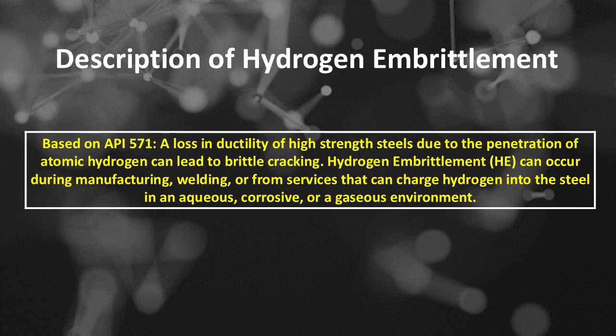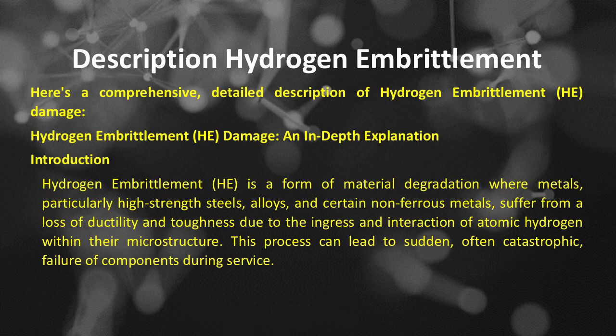Hydrogen embrittlement can occur during manufacturing, welding, or from services that can charge hydrogen into the steel in an aqueous, corrosive, or a gaseous environment. Here's a comprehensive, detailed description of hydrogen embrittlement or heat damage.